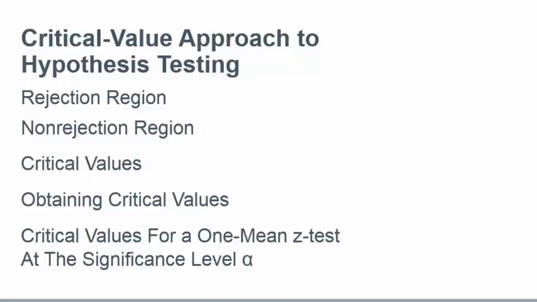Critical values for a one-mean z-test at the significance level alpha. We have a two-tailed test where we have alpha divided by 2, since half of the area is to the left of negative z and half the area is to the right of positive z. Or a left-tailed test where alpha is to the left of negative z, or a right-tailed test where alpha is to the right of z.